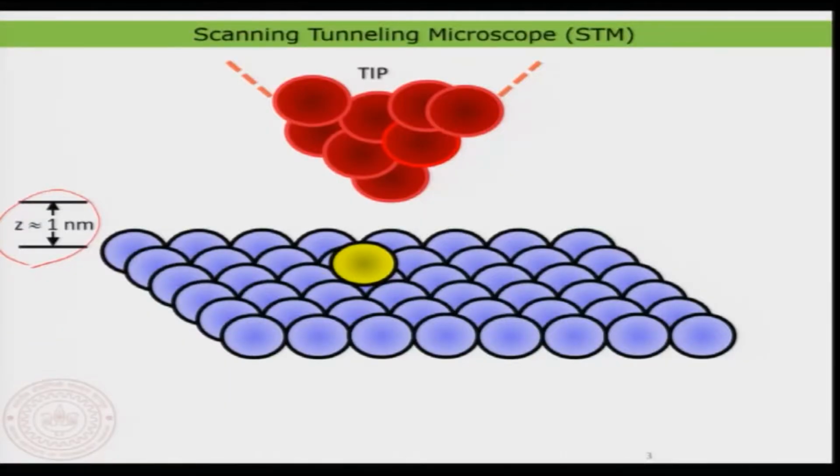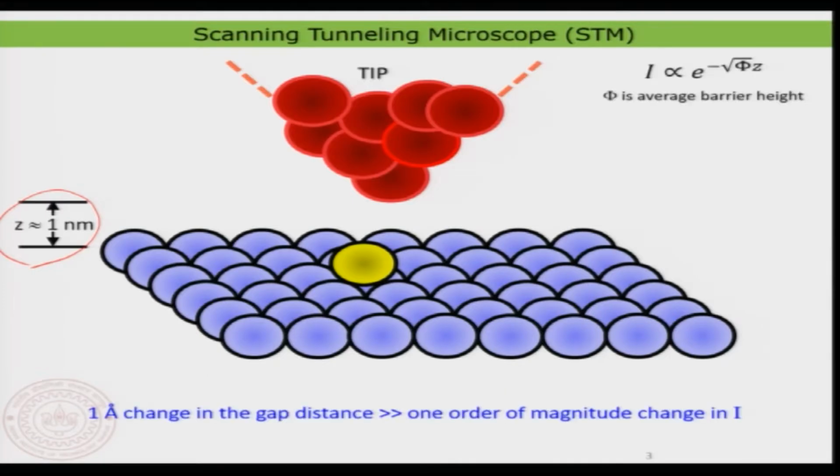So, now I apply a bias between the tip and the sample. Once you apply the bias between the sample and the tip, there will be a current passing between the tip and the sample, which is strongly dependent on the distance between them. Not just in a simple manner, it is actually dependent in an exponential manner with respect to the distance. And then you also have a dependency on something known as the average barrier height. You will see in the next slides what this barrier means.